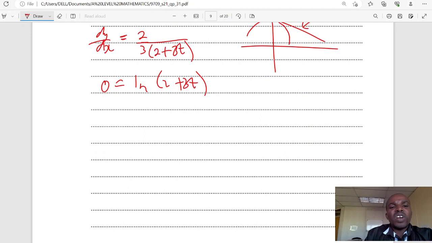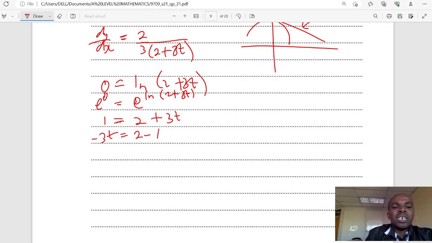Then to remove ln, you raise e to the power: e to the power 0 is e to the power ln of 2 plus 3t. e to the power 0 is 1. Then e to the power ln of a number gives that number. So it's 2 plus 3t. Then collect terms. In this case, it will be negative 3t equals t minus 2 minus 1. Then minus 3t equals 1. So you get t equals, divided by minus 3, minus 1 over 3.